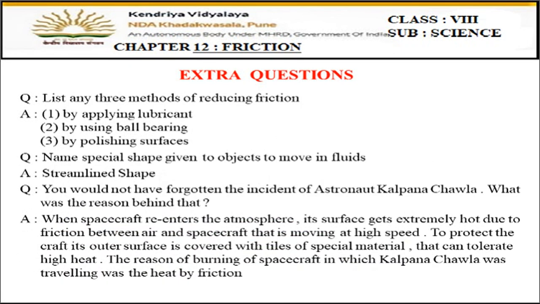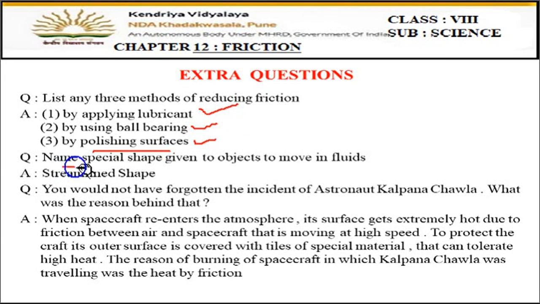Now, next one is list any three methods of reducing friction. You have to give three methods by which the friction can be reduced. So, first one is by using lubricants like grease, oil. When we use them, that can reduce the friction. Then, by using ball bearings, you have seen small balls used in between the two surfaces, that can also reduce the friction. And then by polishing the surfaces, as you can see that slides are polished, polishing the surface can also reduce the friction. So these are the three methods.